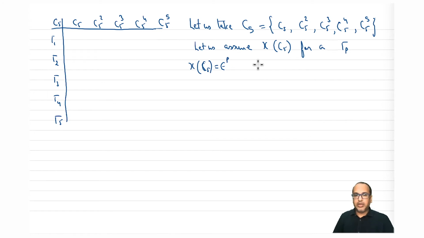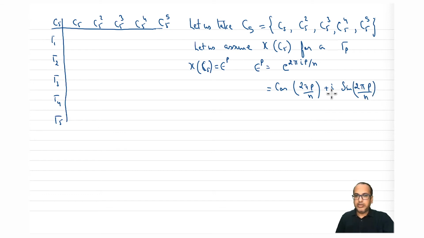Where tau p is, epsilon p is nothing but e to the power 2 pi i p by n, right? That's correct, 2 pi i p by n. Or we can also write it as cos of 2 pi p by n plus i sine 2 pi p by n. This will generate any general complex number.